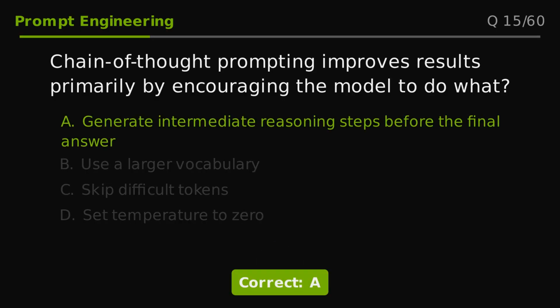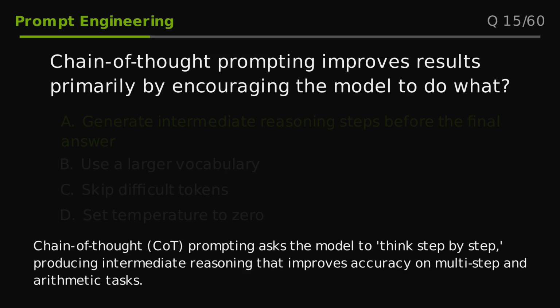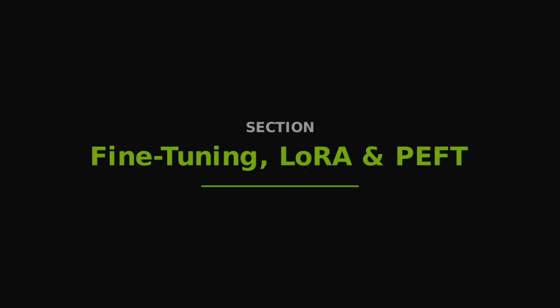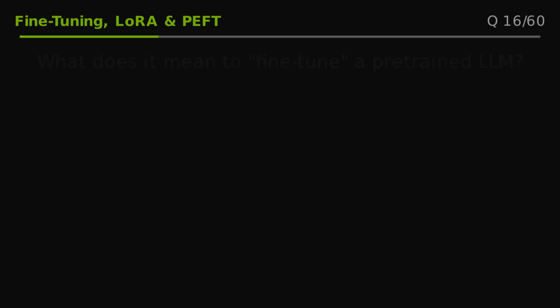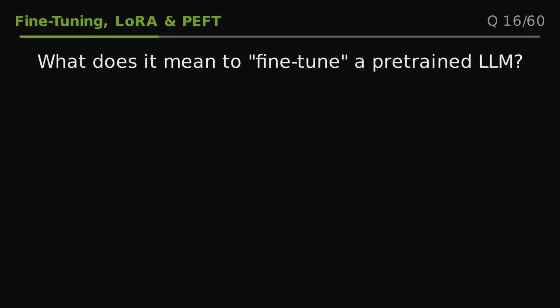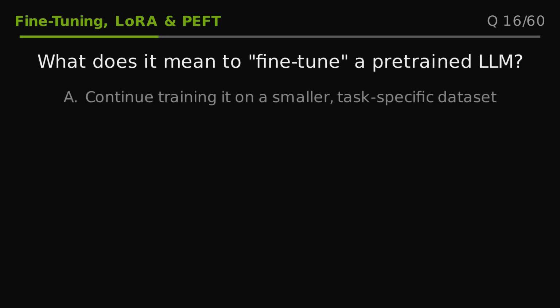The correct answer is A. Chain of thought prompting asks the model to think step by step, producing intermediate reasoning that improves accuracy on multi-step and arithmetic tasks. Next section: fine-tuning. Question 16. What does it mean to fine-tune a pre-trained model? Option A: continue training it on a smaller, task-specific dataset.